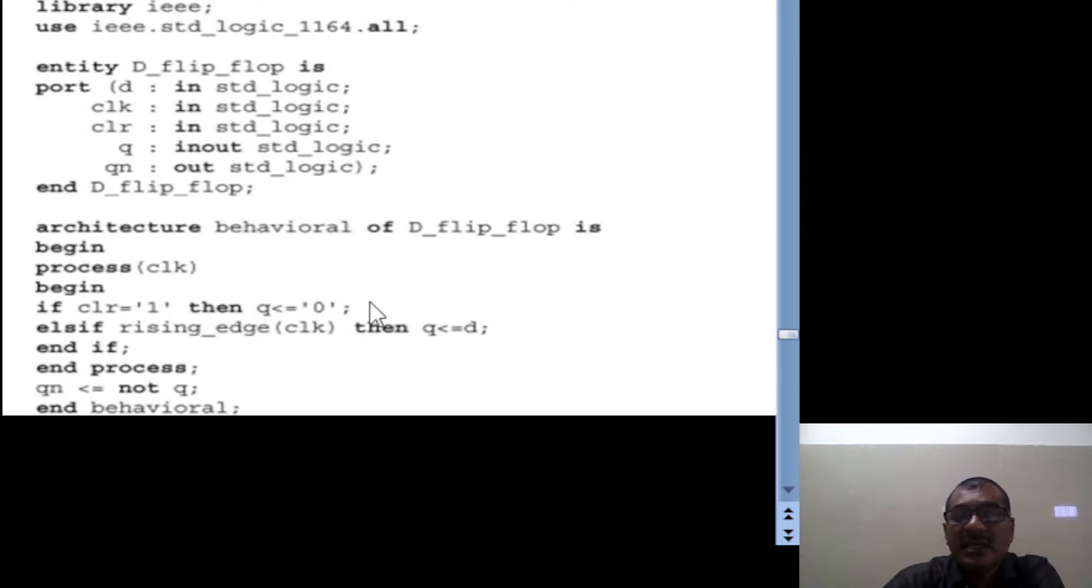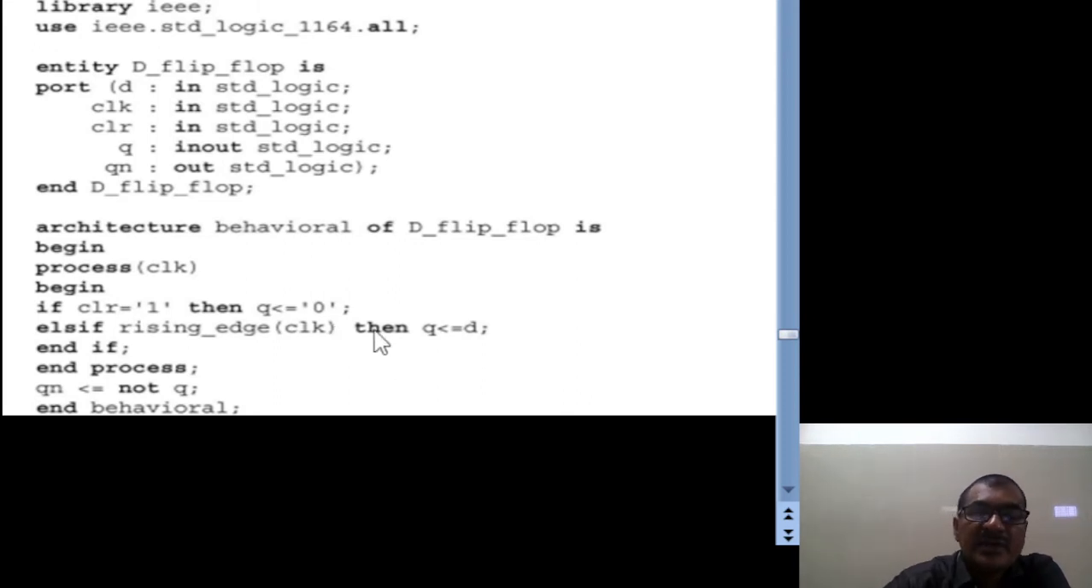See here in the program. First it checks the clear signal. If clear is 1, the flip-flop's expected state is the reset state. If clear is 0, then it checks the clock signal. What type of flip-flop is it? Positive edge triggering. That's why the statement here is rising edge of the clock, which is the meaning of positive edge triggering.